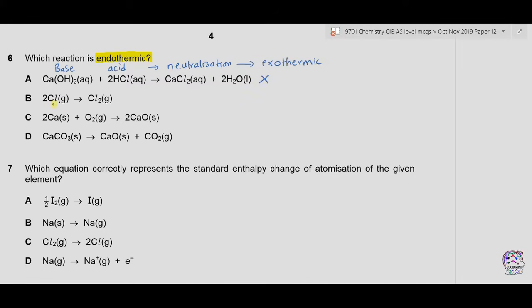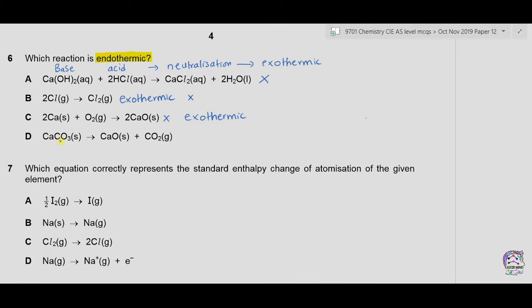In B we can see that chlorine atoms convert into a chlorine molecule. Now the atoms are in a high energy state and they make a bond and it becomes a molecule in a low energy state. So the formation of a bond is always exothermic in nature. So this is also incorrect. In C we can see calcium reacts with oxygen to form calcium oxide. This is a combustion reaction. The combustion reaction is also exothermic in nature. So this is also incorrect.